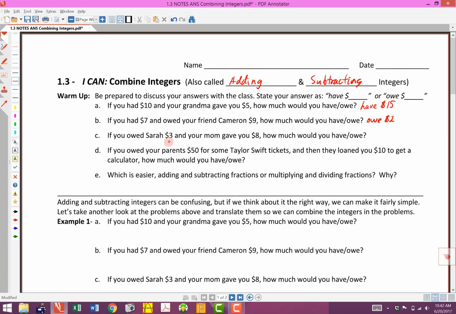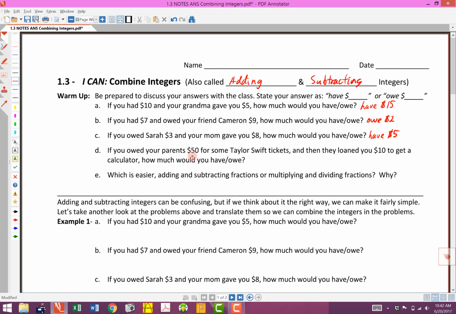If you owed Sarah $3 and your mom gave you $8, how much would you have or owe? And we'll assume that you're going to pay Sarah the money that you owe her. So you owe her $3 and your mom gave you $8. Well, if you pay her those $3, you won't have the $8 anymore, you're going to have $5.